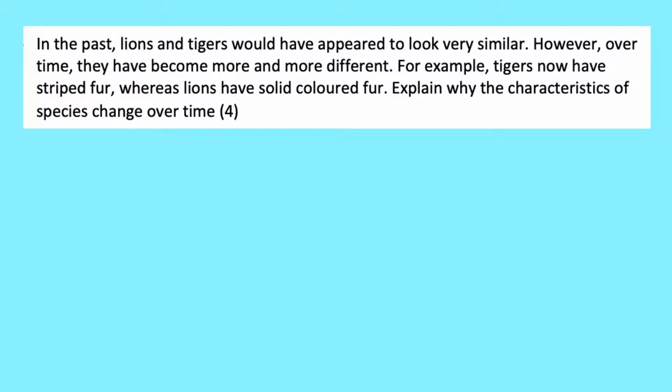In the past, lions and tigers would have appeared to look very similar. However, over time, they have become more and more different. For example, tigers now have striped fur, whereas lions have solid coloured fur. Explain why the characteristics of species change over time. For 4 marks.